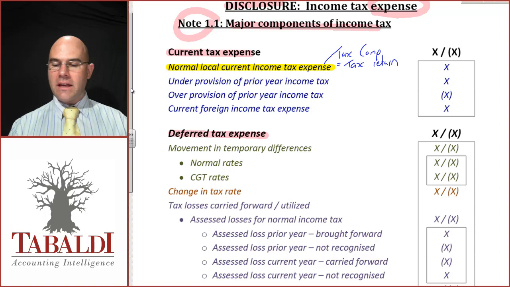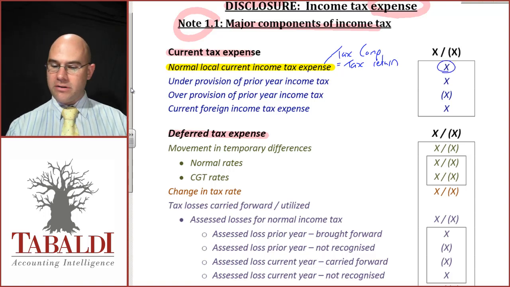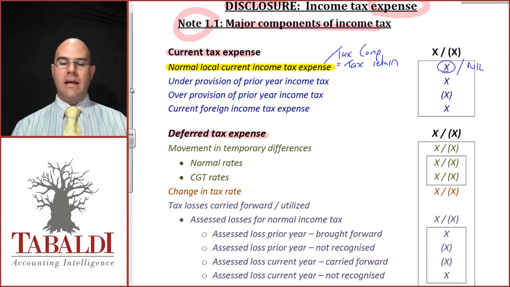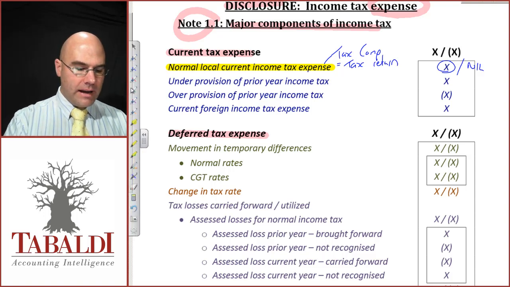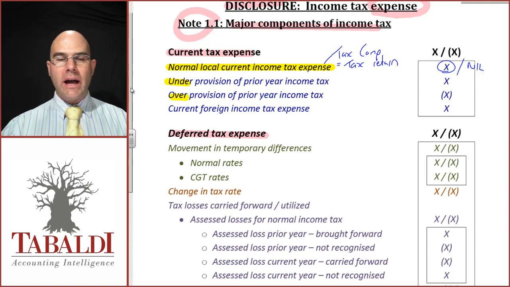Okay, so here that's always going to be either an expense, a positive, or it's going to be nil. Okay, and again that comes from the tax comp. We also may have an under or over provision, okay, of prior year income tax.